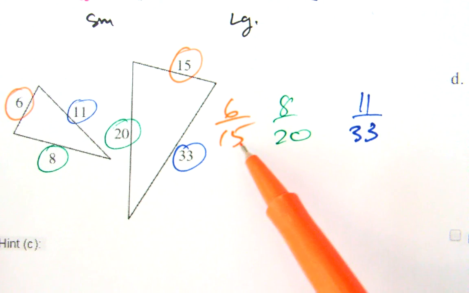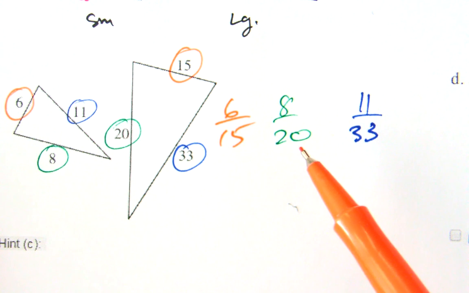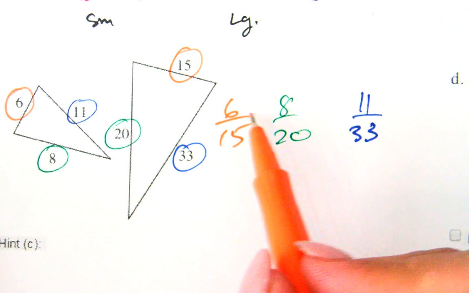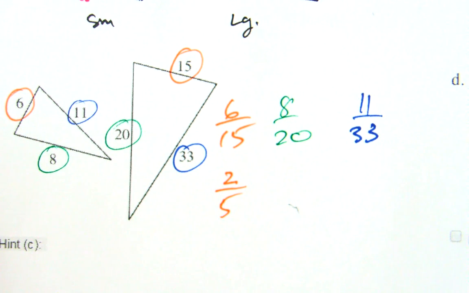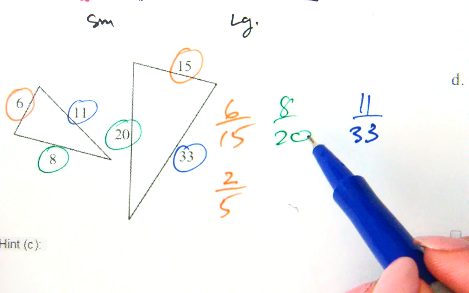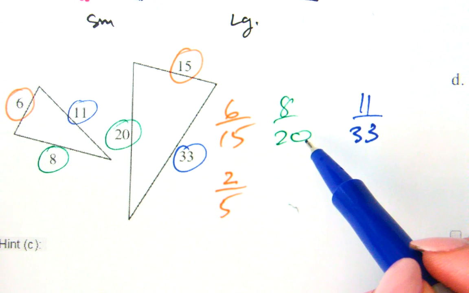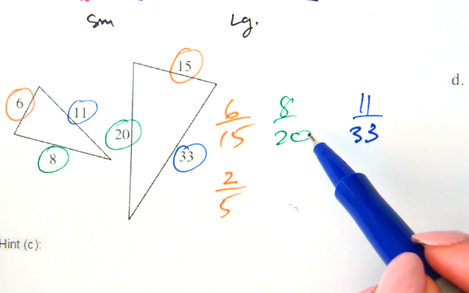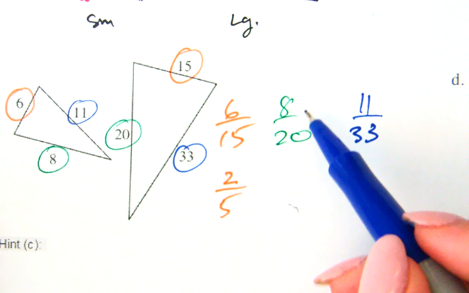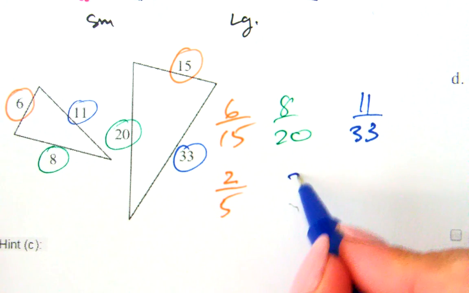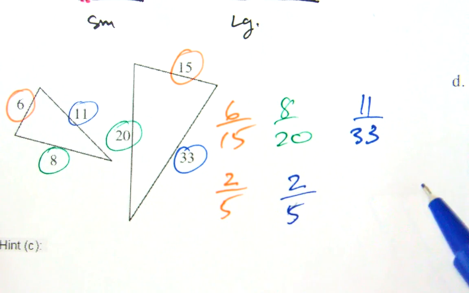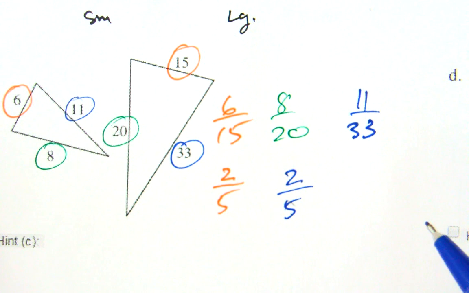So 6 over 15 has, what, 3 in common? Anything bigger than a 3? Nope. Okay, so 6 divided by 3 is 2, 15 divided by 3 is 5. Okay, that works out. 8 and 20, they both have a 2 in common. That's true, but they also have a 4 in common. I don't think they have anything bigger than a 4. So 8 divided by 4 is 2, and 20 divided by 4 is 5. So lo and behold, we have 2 of them so far that are the same. Now to the third one, 11 and 33.